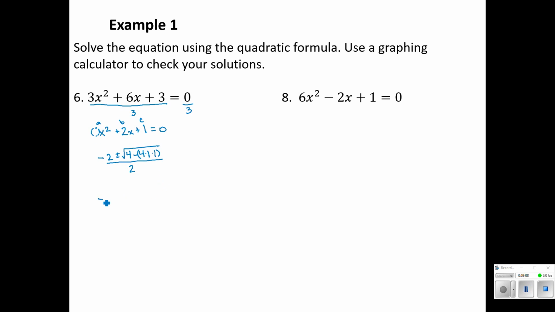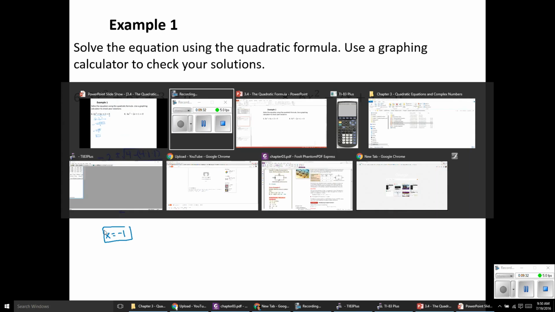All right, so we get negative 2 plus or minus the square root of 4 minus 4, that's going to be 0, all over 2. Oh, our discriminant was 0, so that entire plus or minus part disappears. Our answer is x equals negative 1. Sorry, I left the x equals off. Okay, so we only got one solution. Let's check that in our calculator.